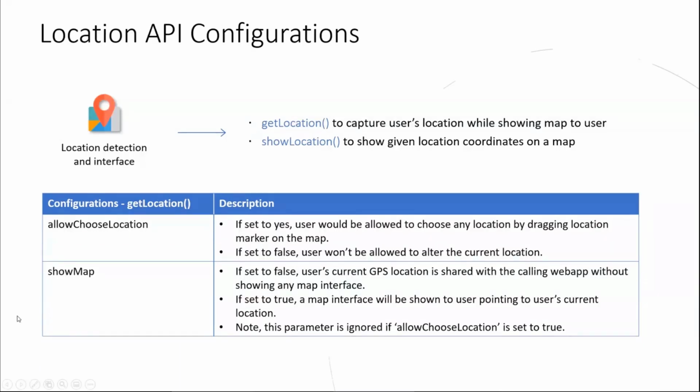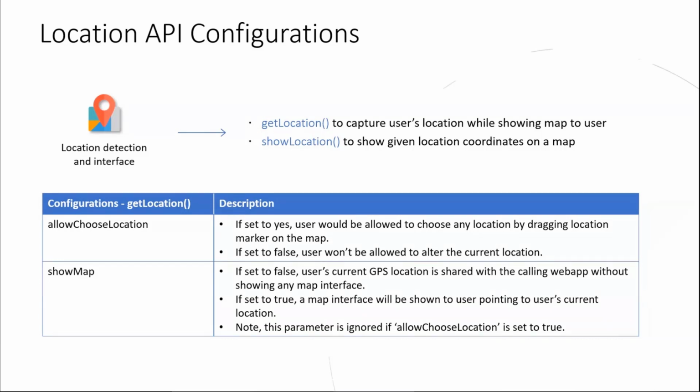So coming to the location APIs, there are just two pretty straightforward APIs here. One is get location, one is show location. Get location would be used to capture the user's location. We have configurations which let the developers decide whether they want to show a map or not. And if they want to show a map, would the user be allowed to move around the map and pick any location on the map, or are they restricted to submit only their current location?